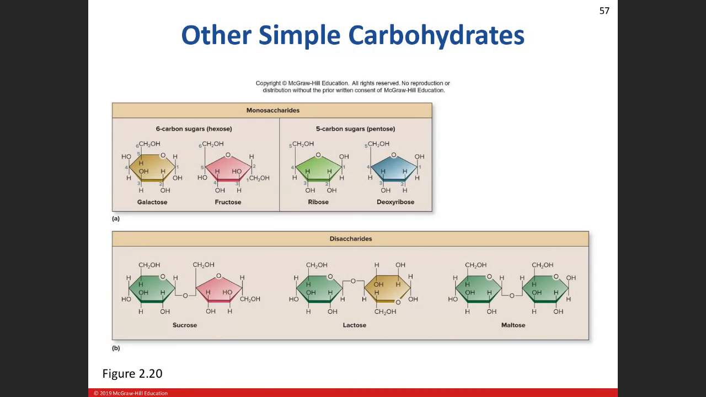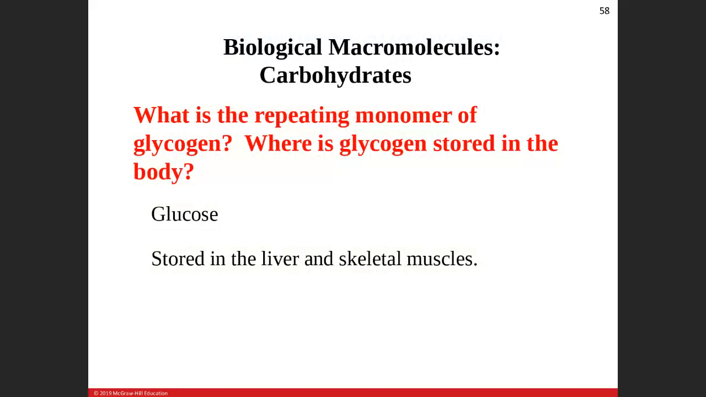This slide is showing you some pictures of our monosaccharides, our hexose sugars, galactose and fructose, and then you can see our 5 carbon sugars here. And then we can see our disaccharides, table sugar, sucrose, lactose, this is milk sugar, or maltose from malt. So what is the repeating monomer of glycogen? That will be glucose. And where is glycogen stored in the body? It's mainly stored in the liver and skeletal muscles.